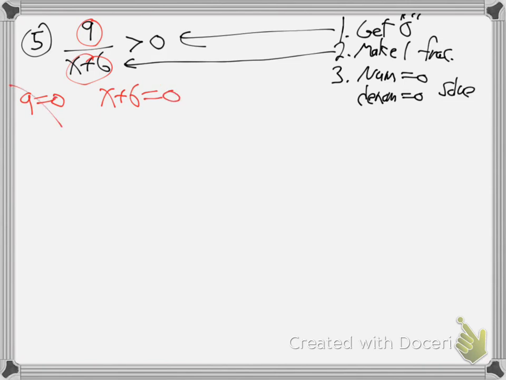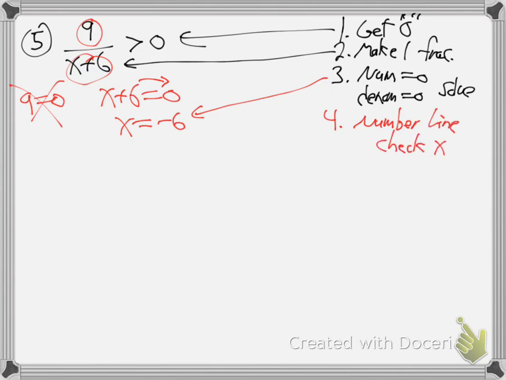Now that first one is garbage. 9 doesn't equal 0. Just forget about it. Doesn't even have an x. Let's solve this one though. Move it over. X is negative 6. So there we go. Now step 4, number line. So just like the other ones, now number line, check, x is 0.